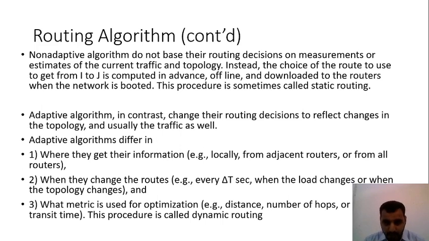After that construction work is completed, then only that route will be taken. So it means this routing table is not based on estimations. It is static and it will always follow the path, or the direction and measurement, that is predefined. Instead, the choice of the route to use to go from I to J is computed in advance, offline, and downloaded to the routers when the network is booted.